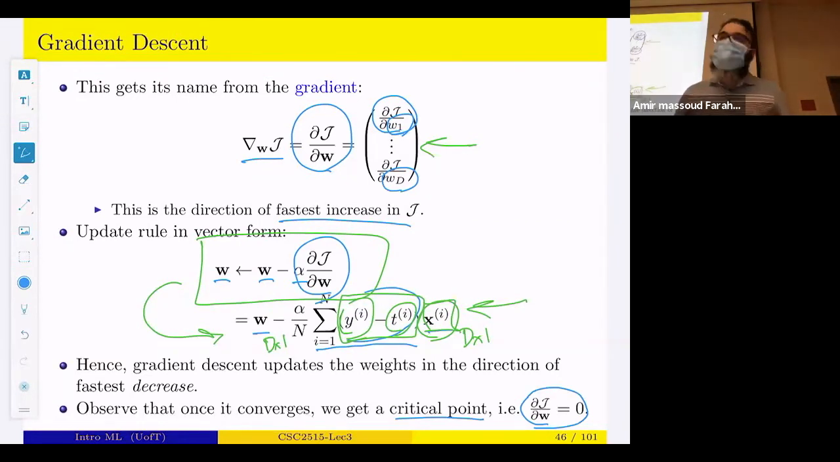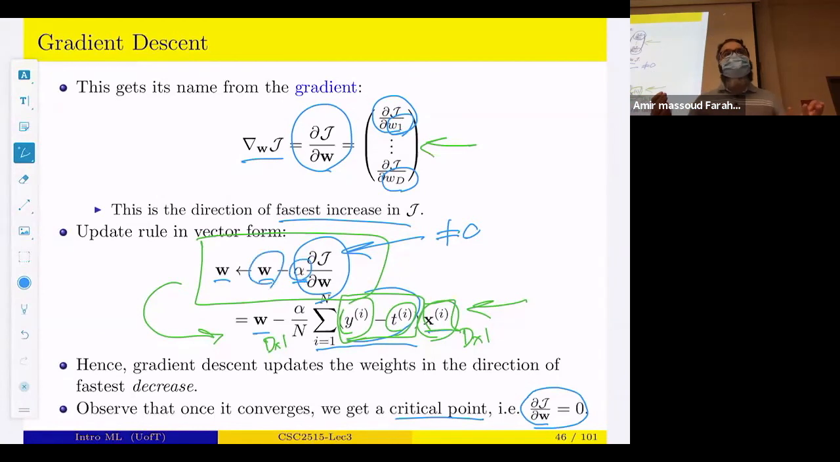Right, yes. So the answer is that the only point where it may converge is when the gradient is equal to 0. If it is not 0, it would keep updating the weights, right? Because if this term is non-zero, I'm adding some non-zero vector multiplied by alpha to W. So the previous weights and the current weights should be different because of that. So it is not converged.